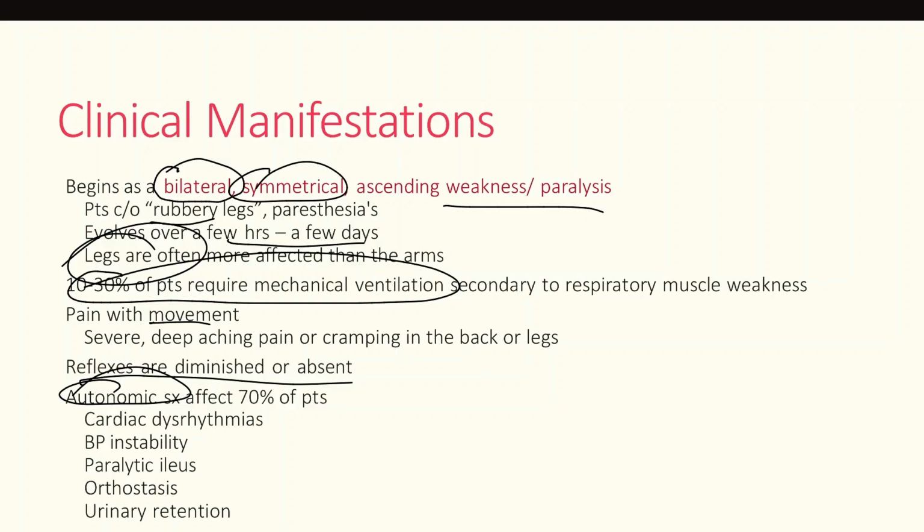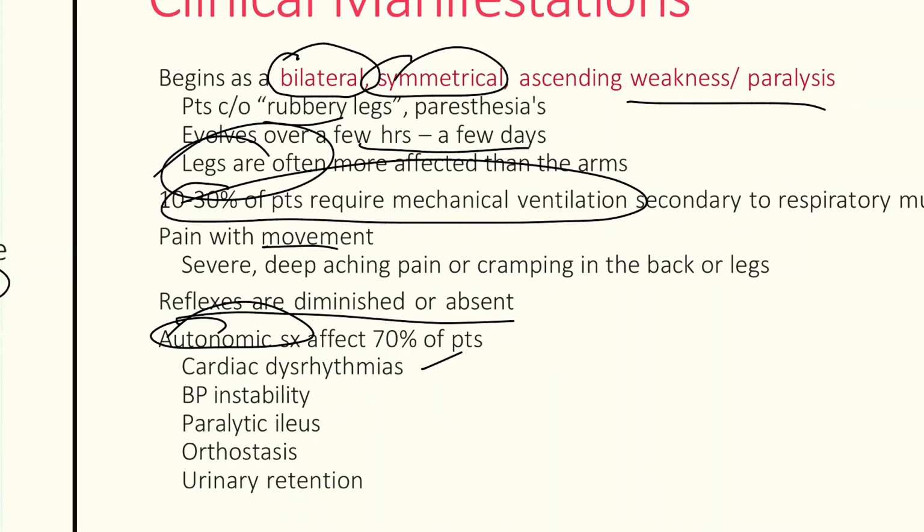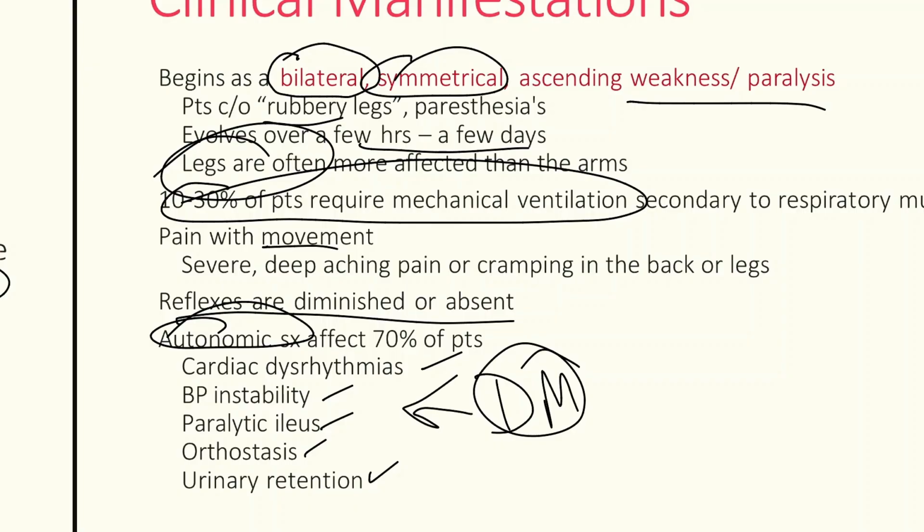Autonomic nervous system issues. We talked about this before. Cardiac dysrhythmias, BP instability, so the blood pressure is going to drop. They have hypotension, orthostatic hypotension. Paralytic ileus, the bowels don't move very well, so stool gets stuck, and they get constipated. Orthostasis, that's getting up too fast, getting lightheaded from dizziness, and urinary retention. Diabetics also get this as well. Long-term untreated diabetics will have autonomic dysfunction as well. But GBS patients will have it as well, and those are the symptoms.